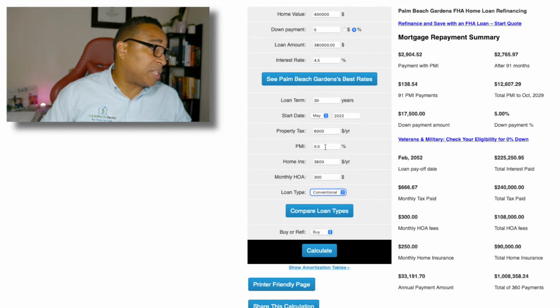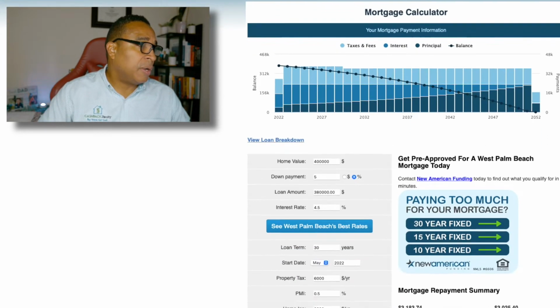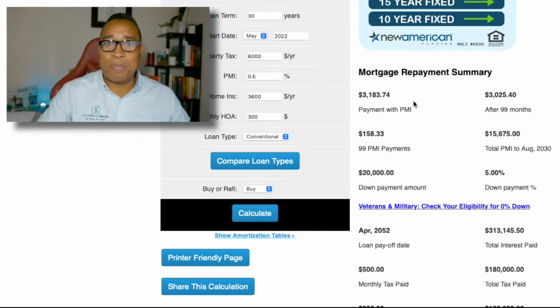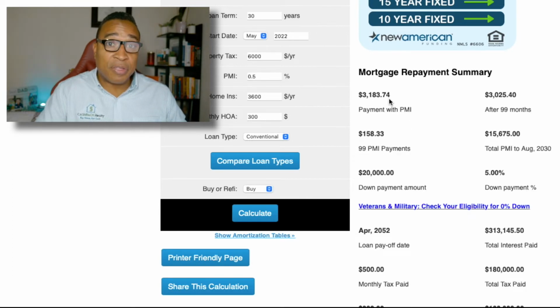$6,000 a year property taxes. PMI, we've got 0.5%. $3,600 a year for our insurance premium. So let's just hit calculate here. And we can see here, payment with PMI, $3,183.74. So a $400,000 house with roughly $20,000 down, 5% down, is about a $3,100 a month mortgage payment.